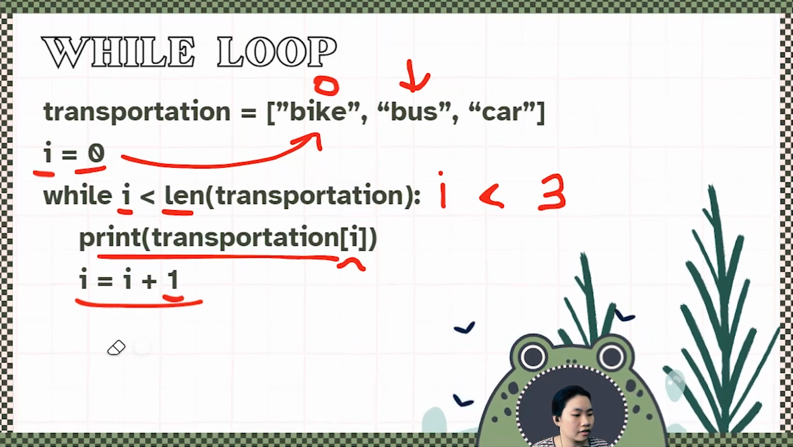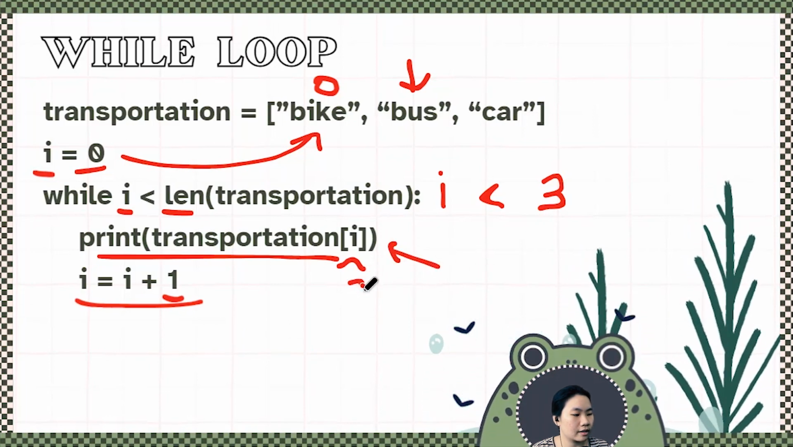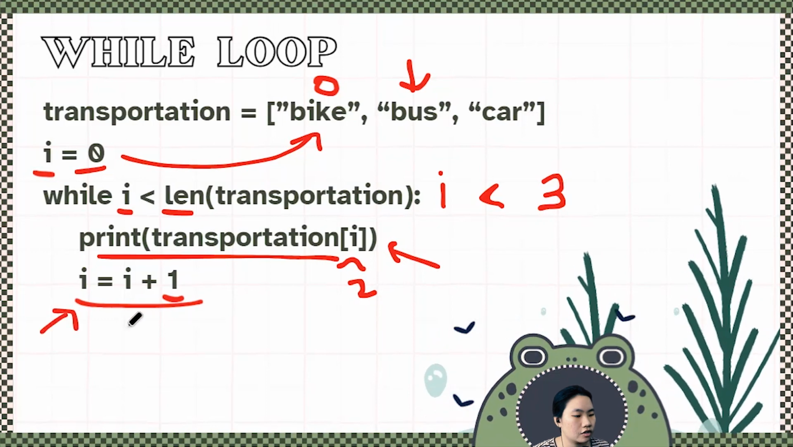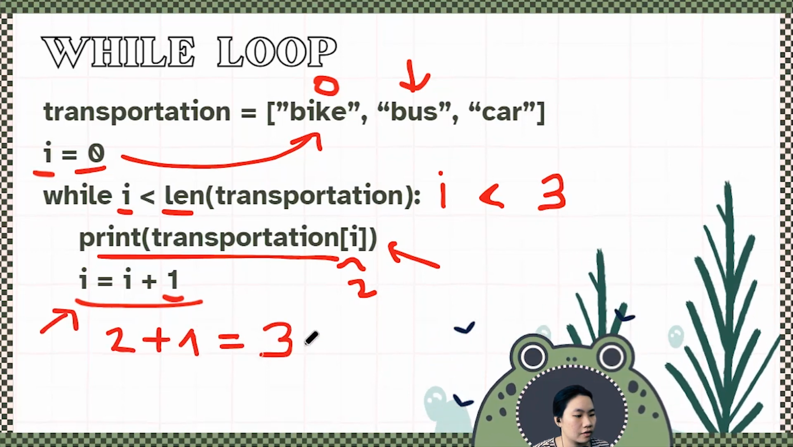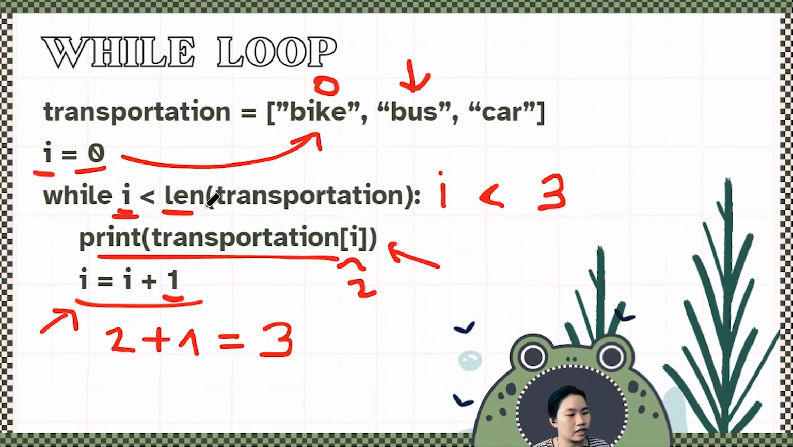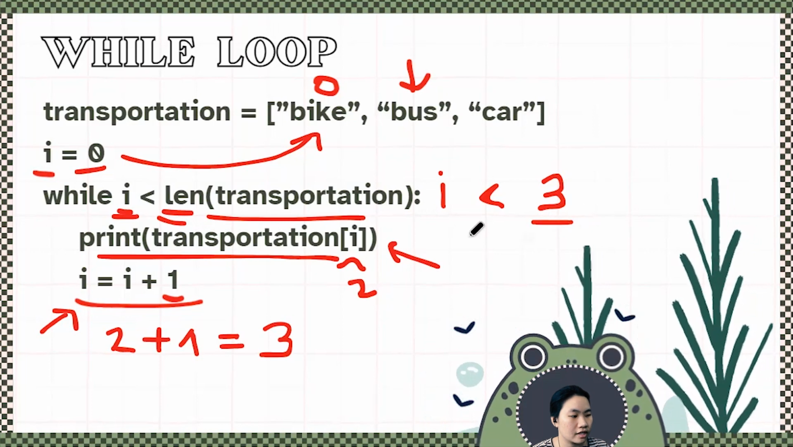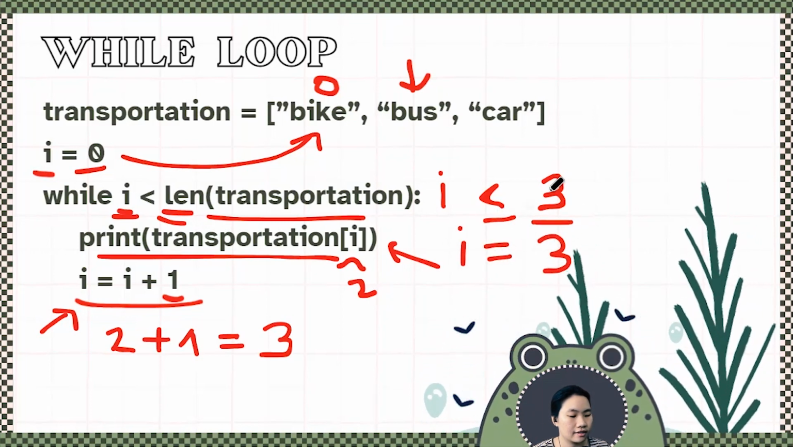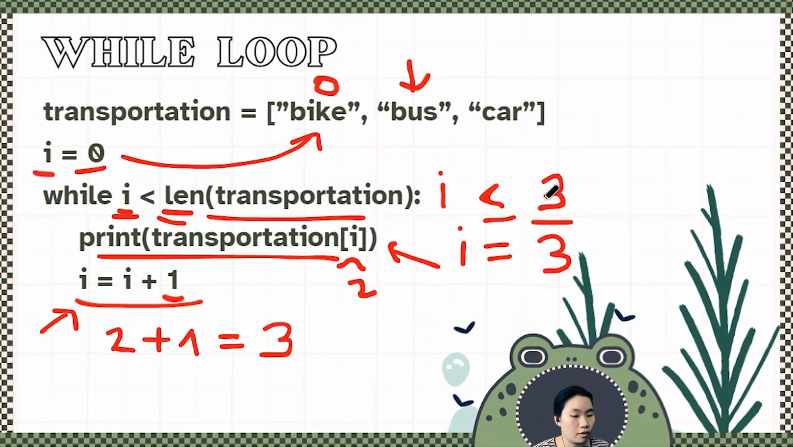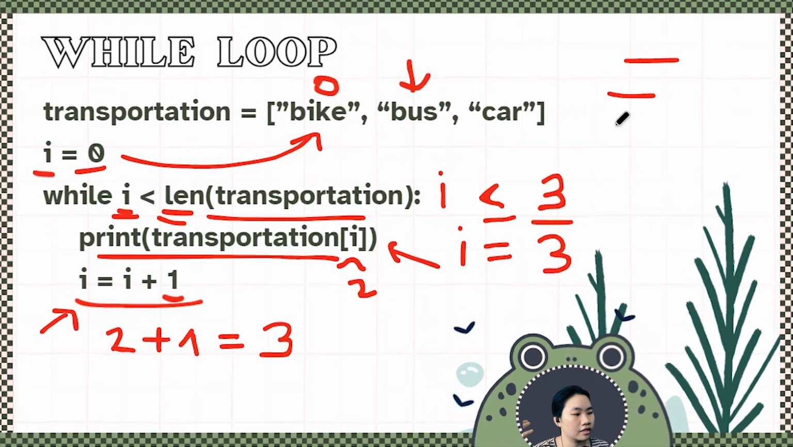Then Python goes up here again. It prints index number 2, all right? And then 1 is added to 2. What's 2 plus 1? That is 3. But now i becomes 3, and it is no longer less than the length of transportation, which is 3. It would be i equals 3 as opposed to i less than 3. Therefore, the while loop stops printing. So you just have bike, bus, car.